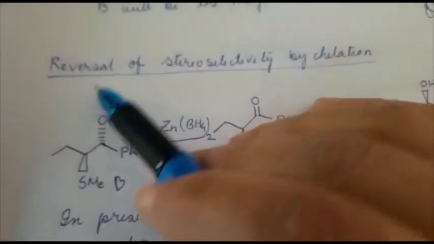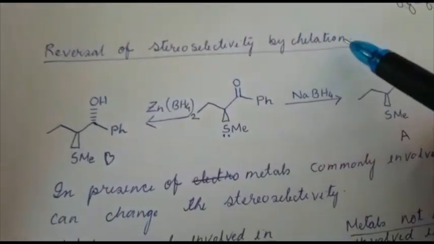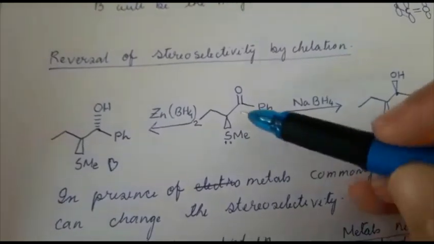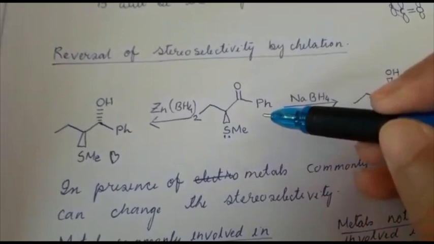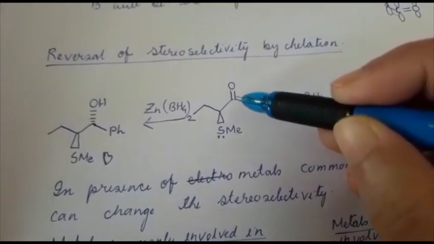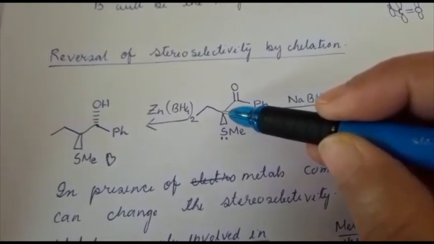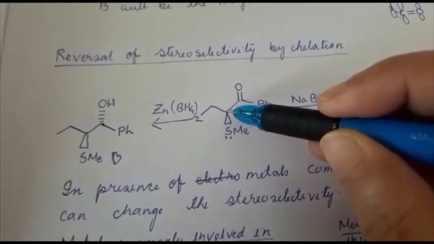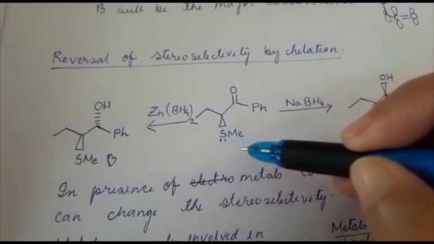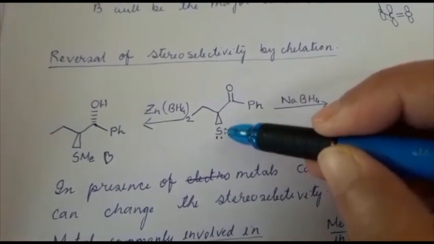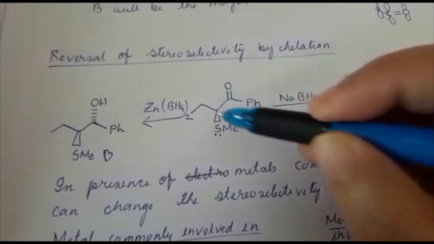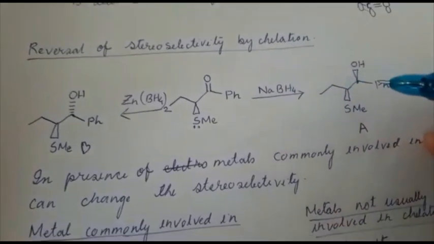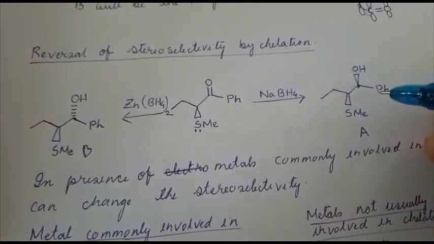In this video, we will discuss reversal of stereoselectivity by chelation. For this discussion, we have selected this molecule where this is a carbonyl group. Carbonyl group is attached with an asymmetric carbon, and the asymmetric carbon is attached with an electronegative group where the atom sulfur is having lone pair. Now when it is treated with sodium borohydride, then it is observed that this is the product.